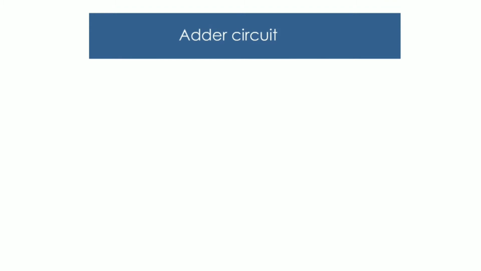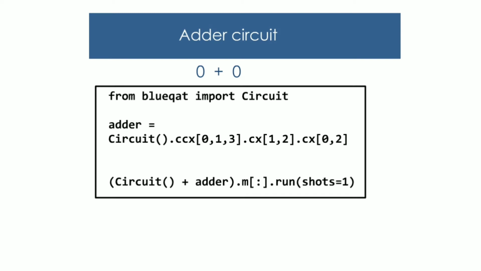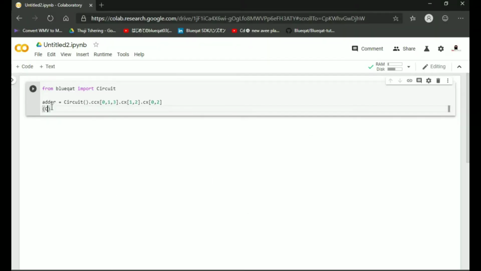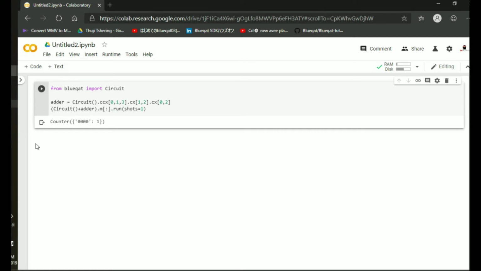Now let us add the 2 qubits, that is 0 plus 0. Type the code that is shown on the screen in Google Colab, and if you run this code, we will get the output as 0000. Now let us try to do it in Google Colab. Type the code that was shown earlier. Then click on the play button to run the code. As you can see, the output is 0000.